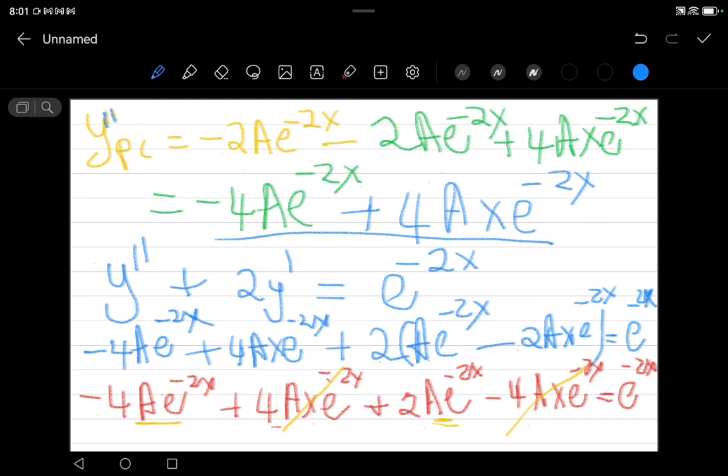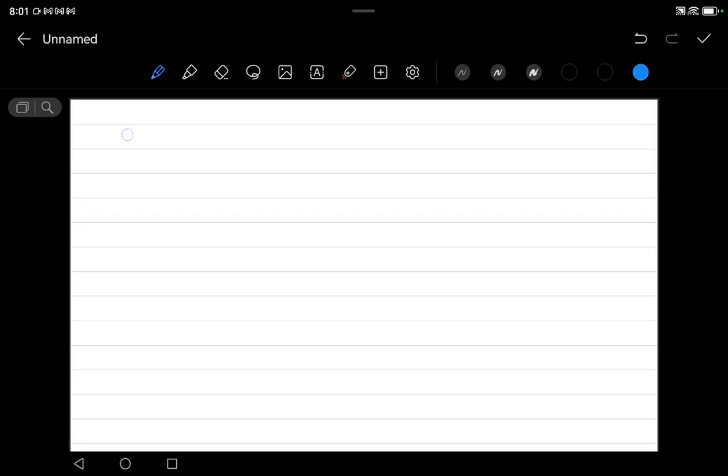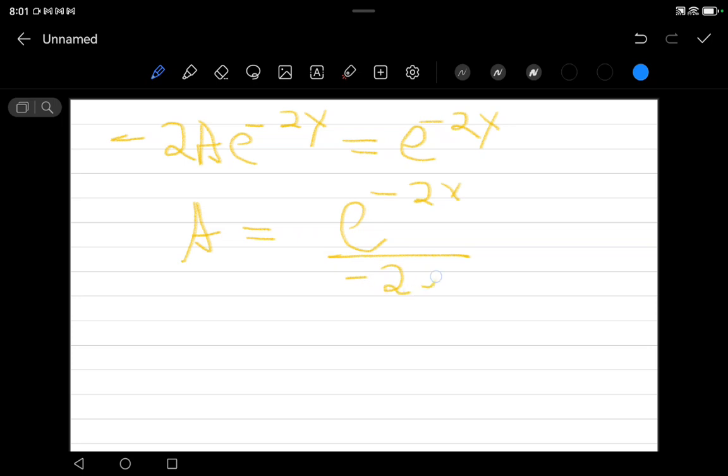So therefore, let me open the next page. Therefore, we're going to be left with negative 2ae to the power of negative 2x equals what? e to the power of negative 2x. And from here, we can solve for a. Our a is going to be equal to e to the power of negative 2x over negative 2 times e to the power of negative 2x, and then this and this cancel, and then a is going to be 1 over 2, a negative 1 over 2. Our a is negative 1 over 2.